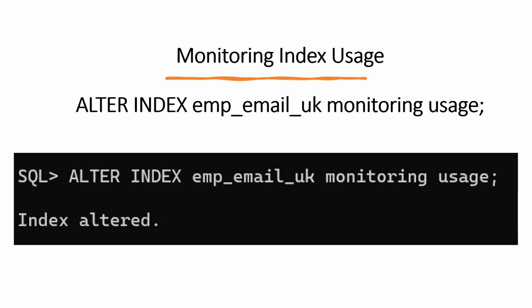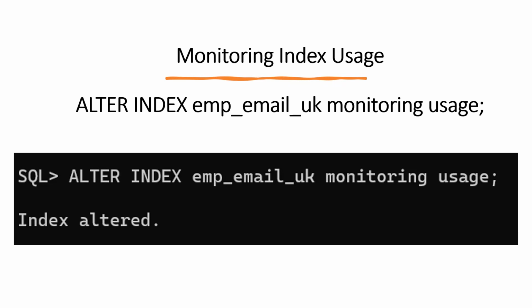We have a command called monitoring usage. How do we fix this monitoring usage on the index that we have created? We say alter index employee emp_email_uk. This is the index that has been created on email.